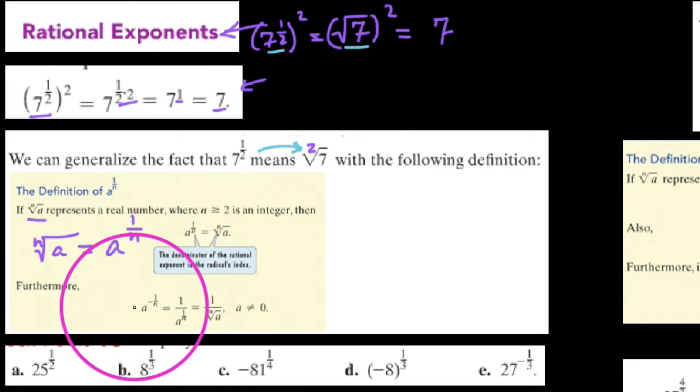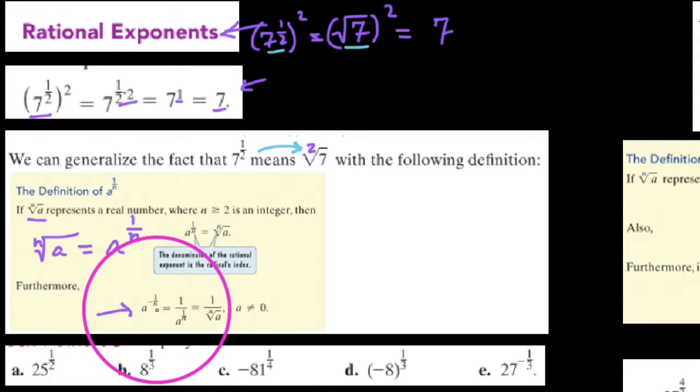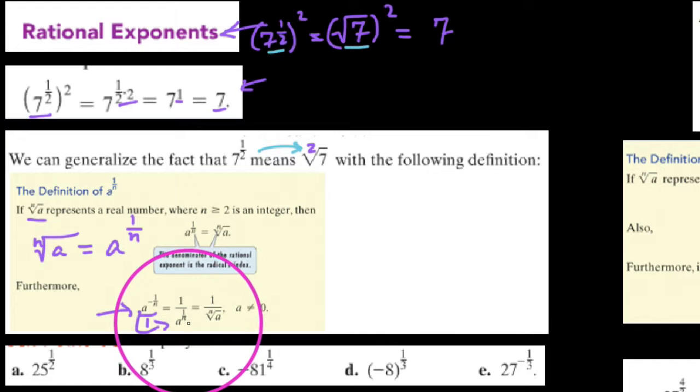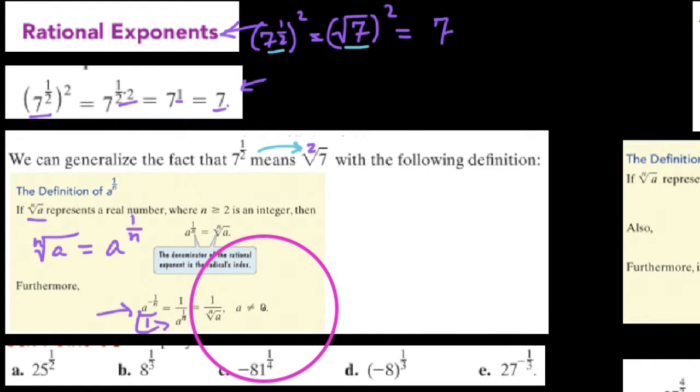Furthermore, you'll notice I also listed this here, but if we said a to the negative 1 over n, this is just using our negative exponent rule. It says if you have a negative exponent, we can just move the base downstairs, and it becomes a to the 1 over n in the basement, which is 1 over the nth root of a, where a is not 0.